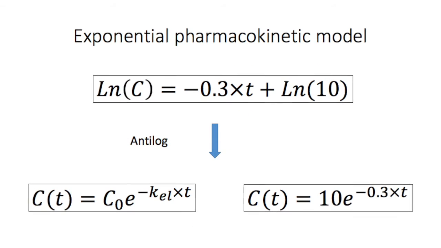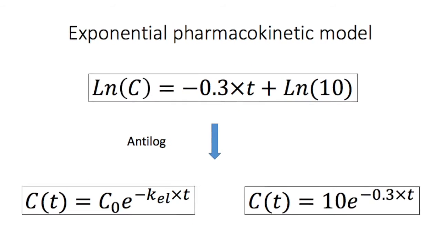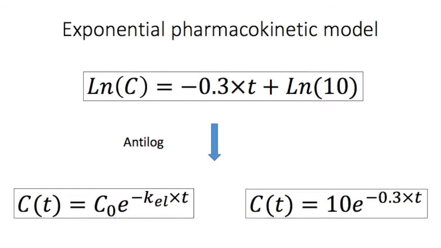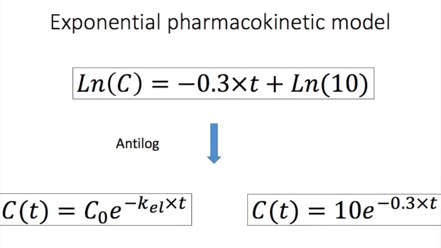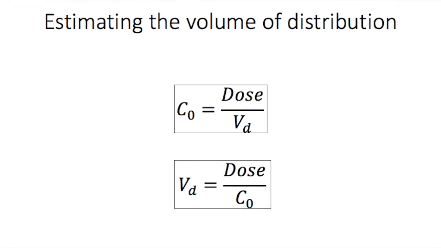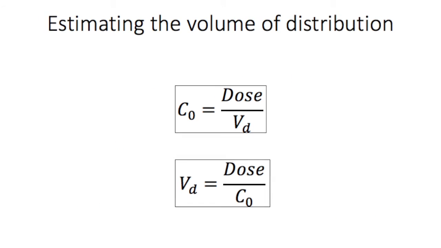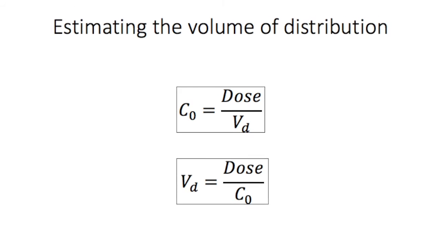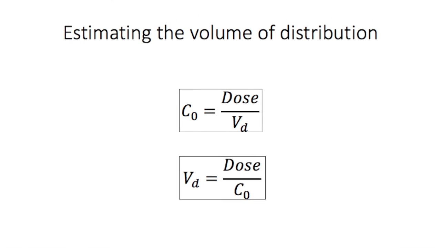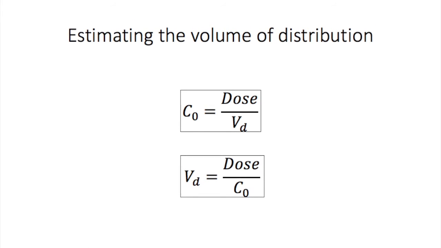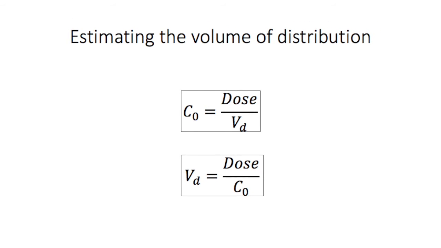Now that we have the straight line model, we can convert it into an exponential equation that describes the plasma drug concentration time data when plotted on a linear axis. And finally, we can calculate an estimated value for the volume of distribution now that we have a value for the initial concentration, or C0, and we already know the dose that we gave the animal from which the data set was collected.